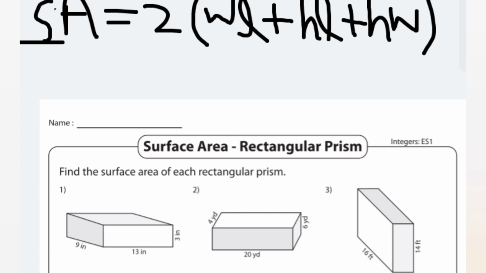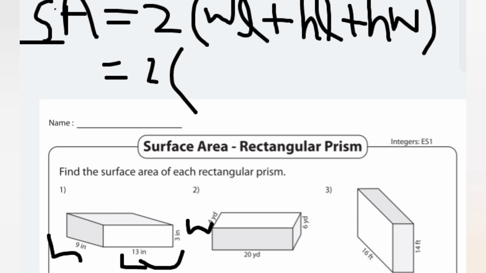So in my first question, number 1, this one is our length and this one is our width and this one is our height. So we just need to put the values in the formula. If I put the values, 2 into the length is 13 and the width is 3, so 13 times 3 will be equal to 39.